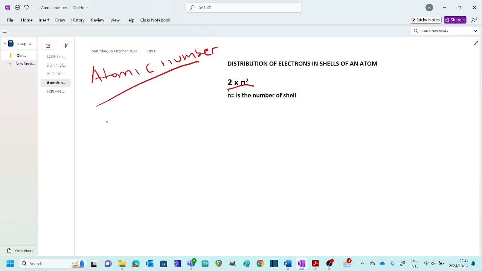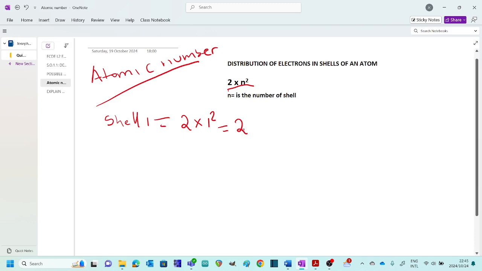For example, if we are on shell 1, let me write shell 1. How does this formula become? It becomes 2 times 1, because our n becomes 1 as we're on shell 1. Remember, we said n is the number of the shell. So since we're on shell 1, the formula becomes 2 times 1 to the power 2, and the answer is 2. So automatically we know that in shell 1, the atom is going to have 2 electrons.